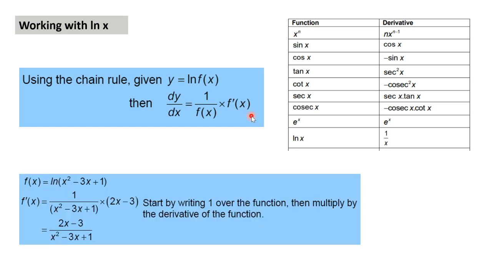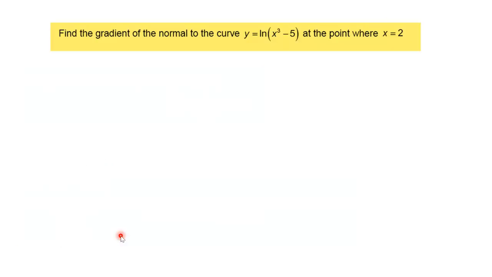Okay, so let's have a look. So if I've got f of x equals ln of the algebraic expression x squared minus 3x plus 1, what do I do? It's going to be 1 over that same expression times by the derivative of that expression. Okay, so a nice way of thinking about it is that the denominator is my f of x and my numerator is my derivative. Okay, all right, so let's see how we can apply that.